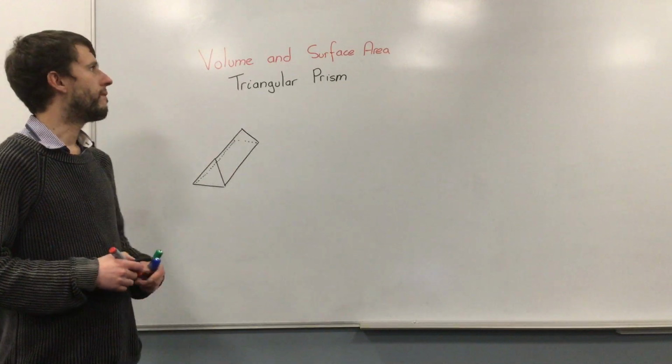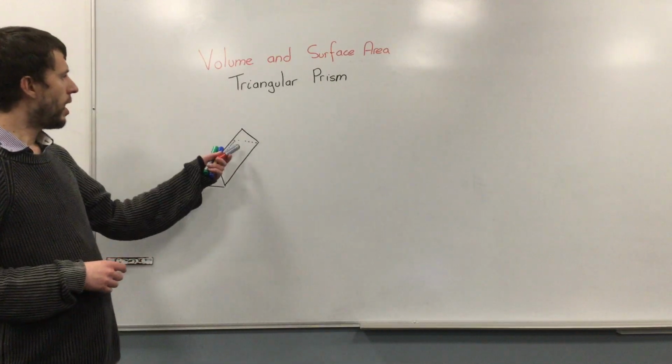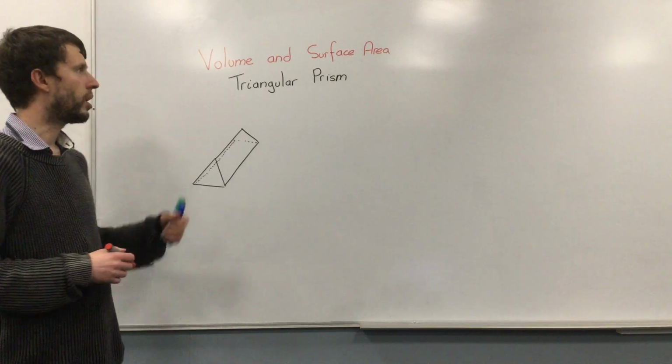So we are going to be looking at volume and surface area. Now I have drawn a picture of a triangular prism.